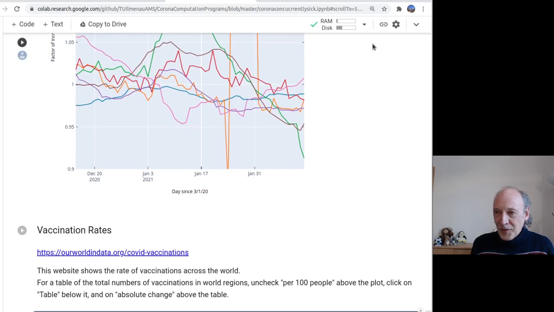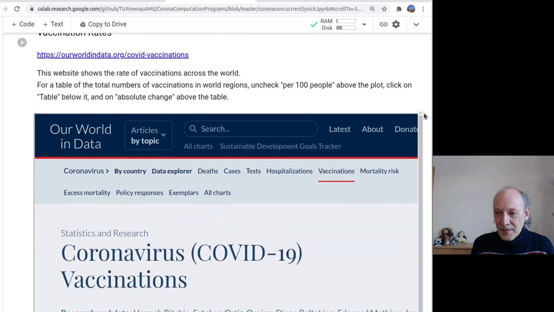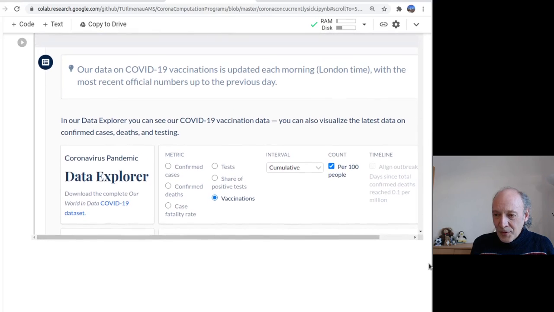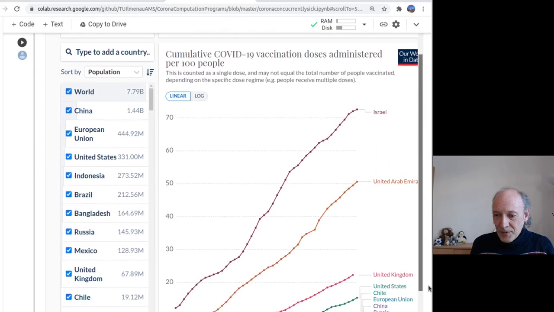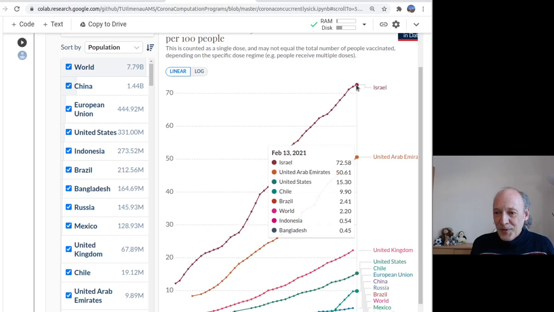Yeah, and that leads us basically to the happy end, the vaccinations, right? So here I have a website for the vaccination rates. And you can see here, when you scroll down in this website, the vaccinated per 100 people. So this is basically the percentage. Israel is already at 70%. So they're pretty much done already.